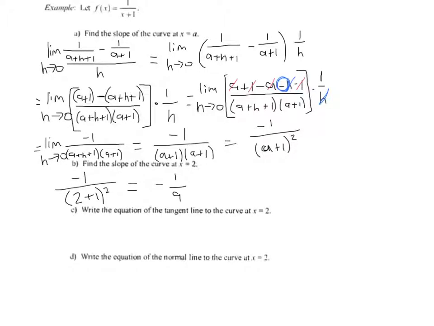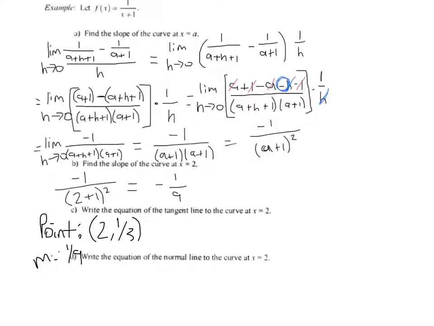So part C says write the equation of the tangent line at x equals 2. We need to know two things for this to work out. We need to know the point, and so our x value is 2. If I go ahead and I plug a 2 into the original function, that tells me that the y value there would have to be 1/3, I believe. So that's my point, and I know that the slope from what we did in part B is negative 1/9.